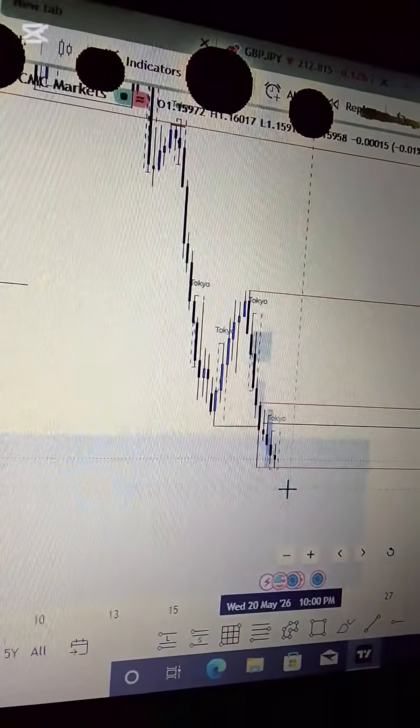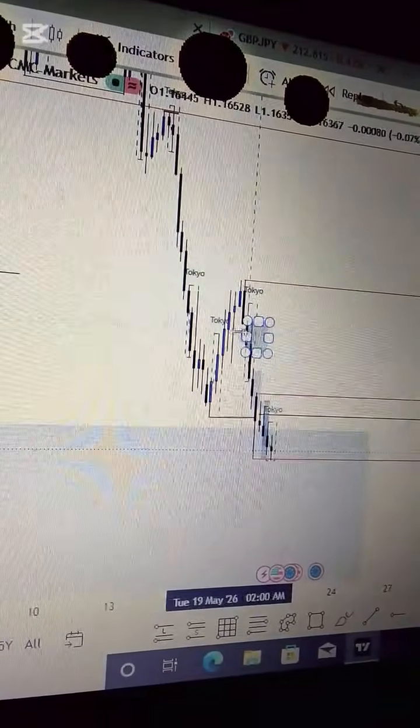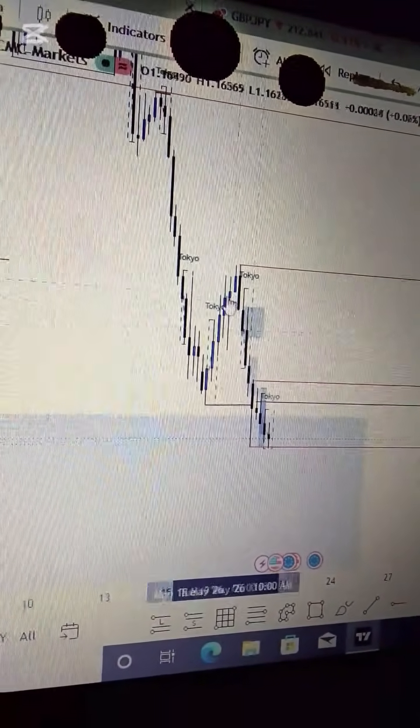So let's step down to the 1-hour time frame, because if you notice from the bearishness, there's nothing tangible to trade here. So now I'm just going to go back to the 1-hour time frame.